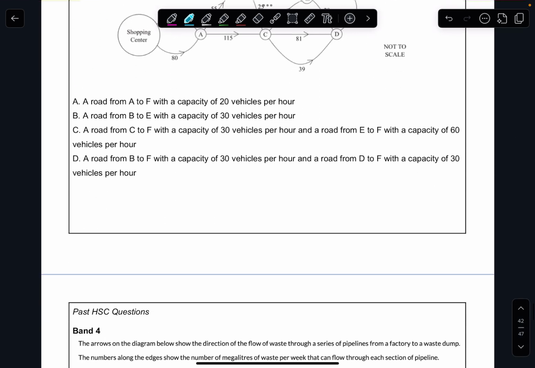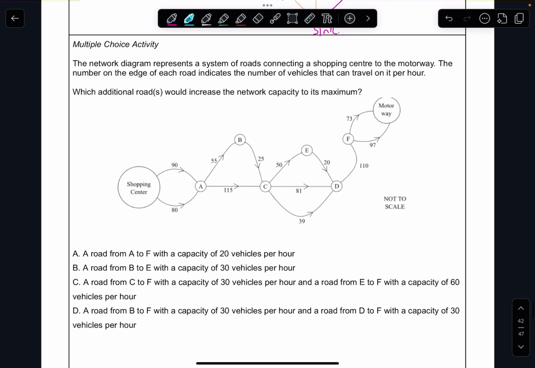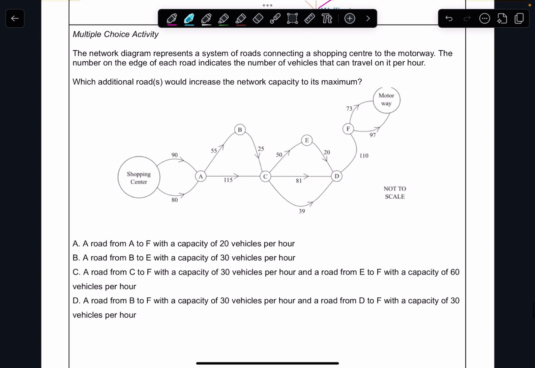Okay, this question is a tough one. All right, let's have a look at this question. So the network diagram represents a system of roads connecting a shopping centre to the motorway. The number on the edge of each road indicates the number of vehicles that can travel on it per hour. Which additional roads would increase the network capacity to its maximum?